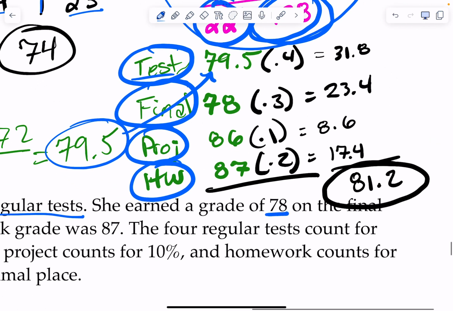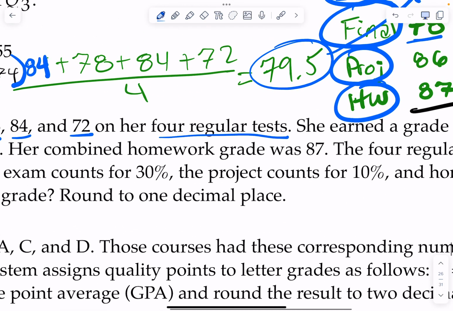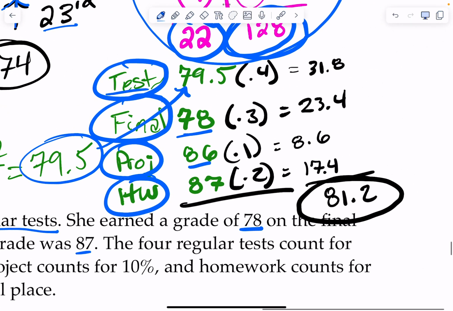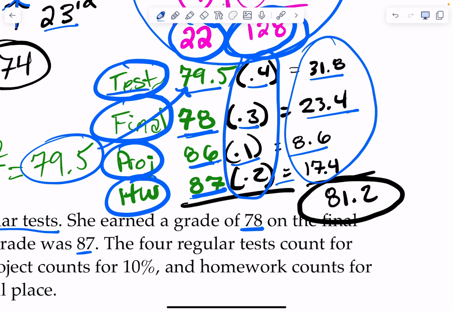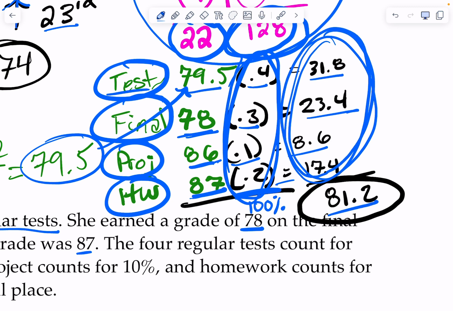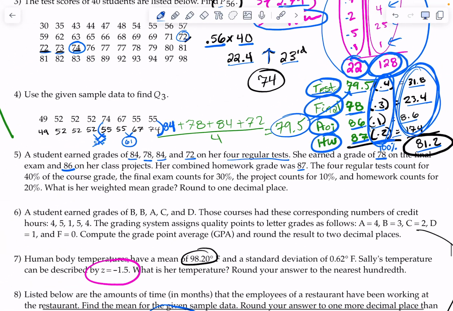Then I earned a 78 on the final, which is here. I earned an 86 on my project, and the combined homework assignment was 87. Then it goes on to tell you that these are the weights for each one of those. So then all I do is I multiply these together, and I get that answer. And I multiply these together, and I get that answer. And I multiply these together, and I get that answer. And then I add these up. And technically I divide by 100% because that's what these weights add up to be, but you don't have to divide by 100% because 100% is just 1. So I'm adding these together, and I get 81.2 as a grade for that section. Okay, so that's a weighted average.